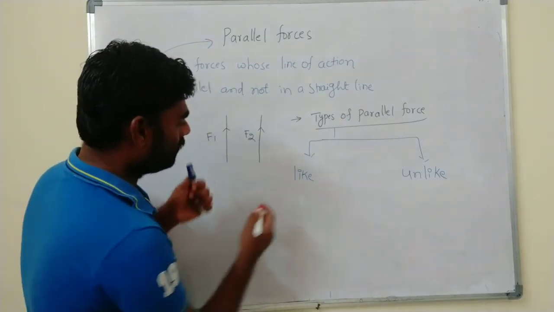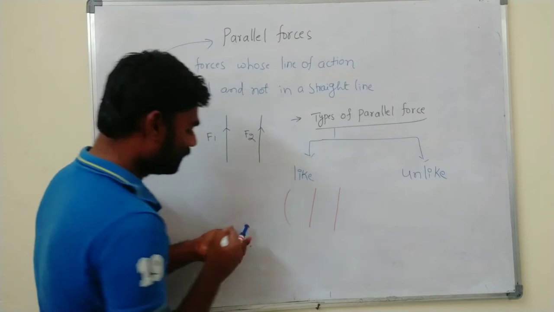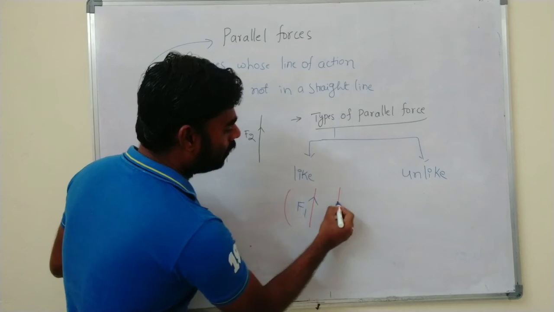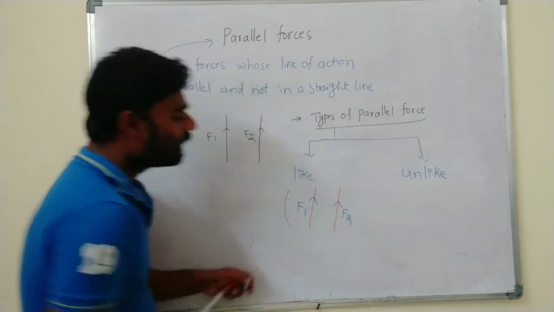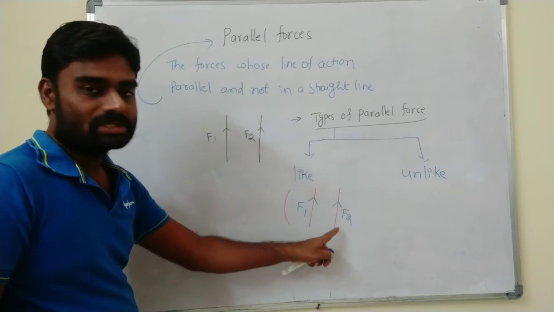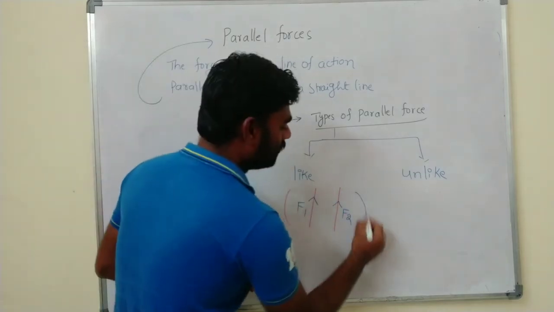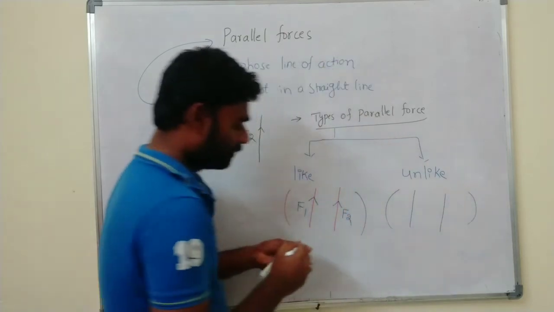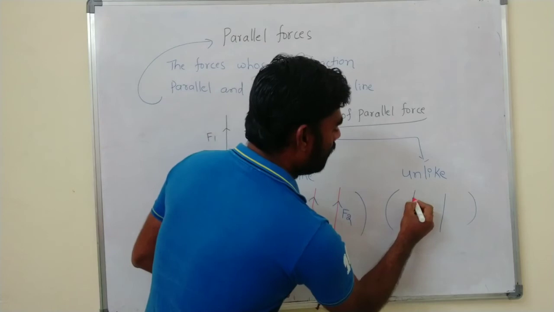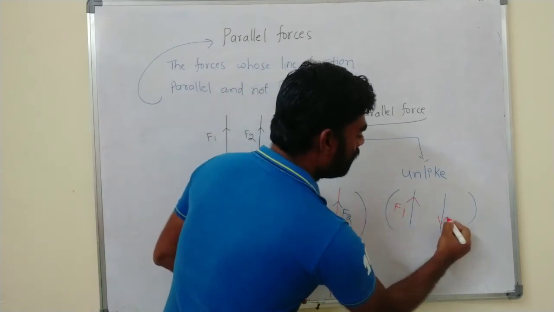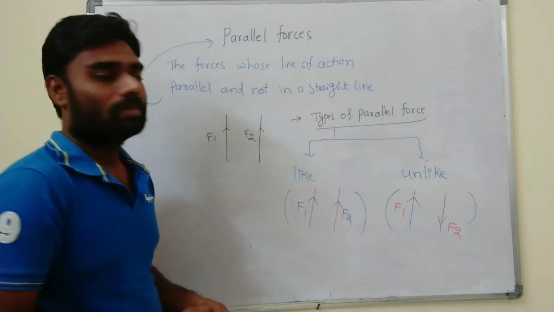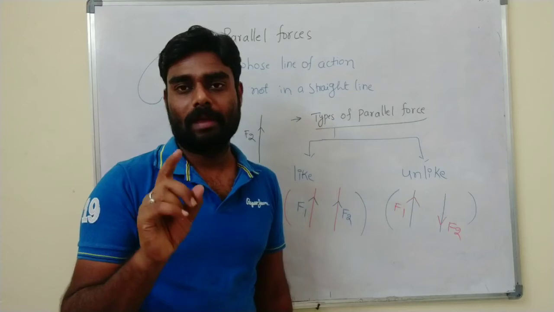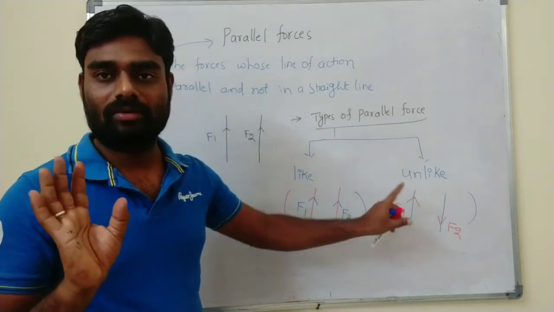Okay, now I am taking two forces F1 and F2. These two are parallel to each other and the direction of these two forces is the same, that is known as like. Next one is unlike parallel forces. Unlike parallel forces means F1 and F2 acting in opposite directions but parallel to each other. So this is known as like and unlike parallel forces.